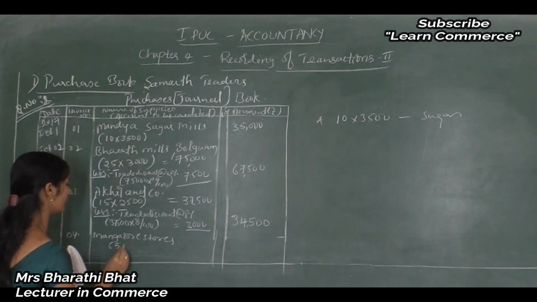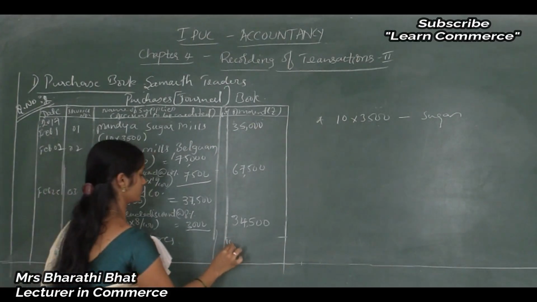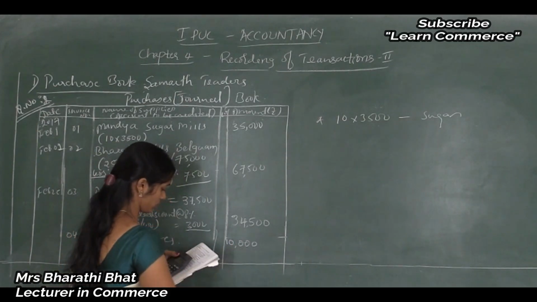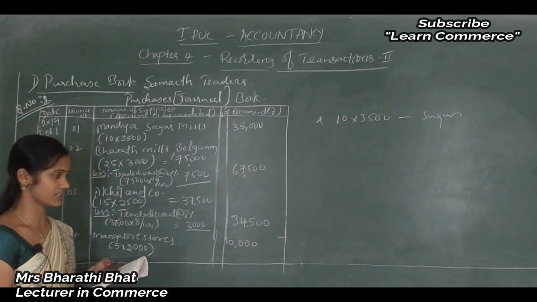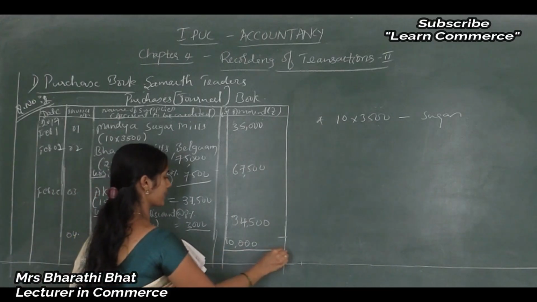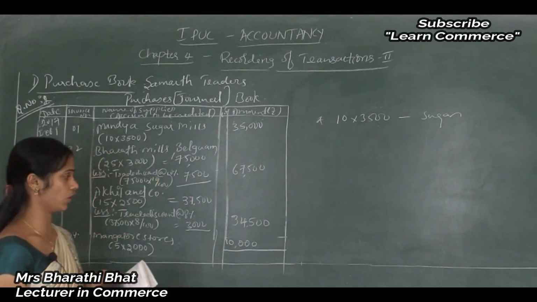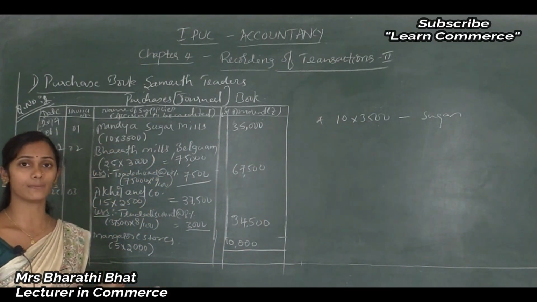So how can we calculate? 5 into 2,000, so 10,000 in the amount column, no trade discount and all. So just calculate the amount and write it in the amount column. So now what is the next step?